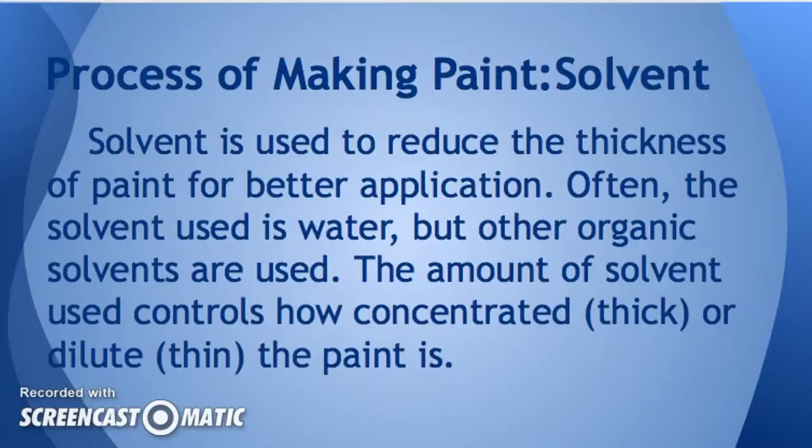Process of making paint. Solvent. Solvent is used to reduce the thickness of paint for better application. Usually water is the solvent, but other organic solvents can be used. The amount of solvent used controls how thick or thin the paint is.